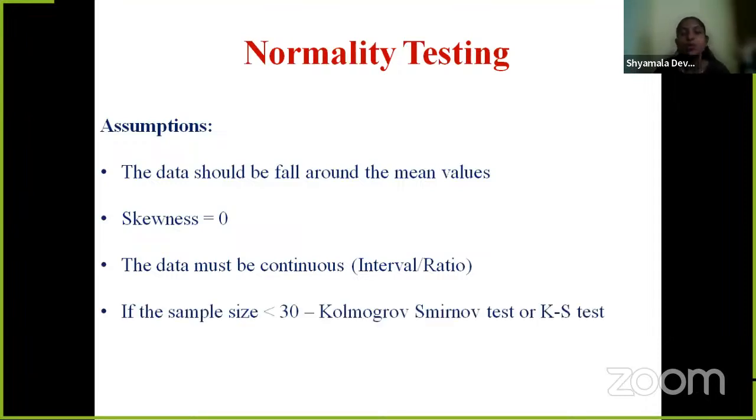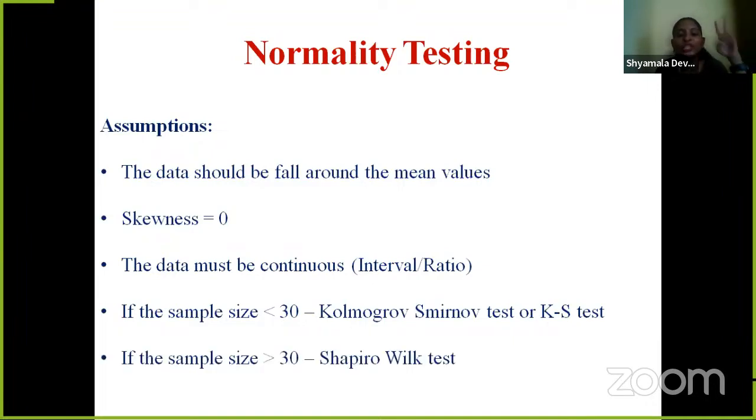And then we have 2 tests for normality. One is the Kolmogorov-Smirnov test, and another is the Shapiro-Wilk test. So when to use Kolmogorov and when to use the Shapiro test?